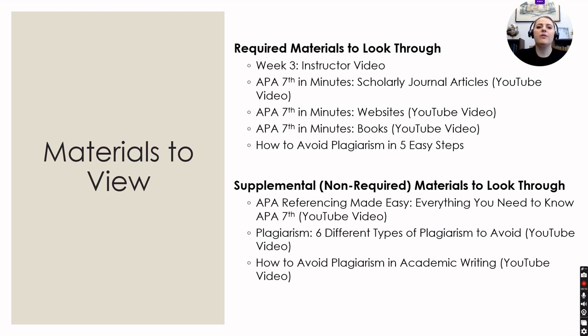So for this week, for our required materials to look through, we have this week's instructor video. We have our 3 APA 7th in minutes videos, so about scholarly journal articles, websites, and books, as well as the How to Avoid Plagiarism in 5 Easy Steps video. We also have some supplemental videos you guys can look through, which is the APA Referencing Made Easy, the plagiarism of 6 different types of plagiarism to avoid, and how to avoid plagiarism in academic writing.